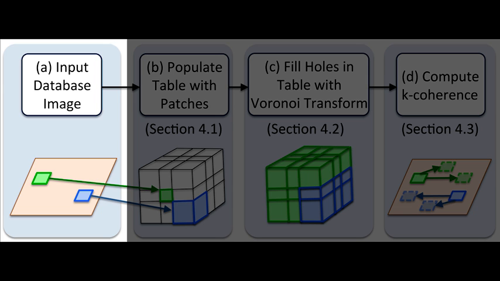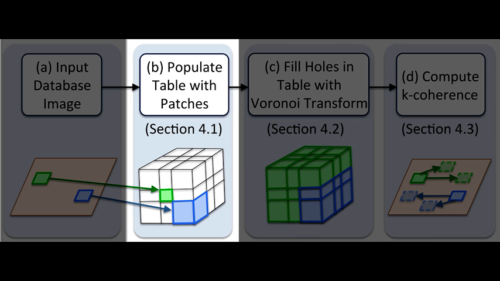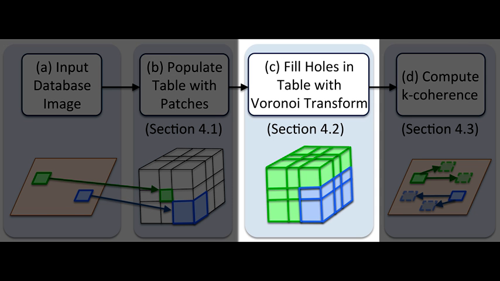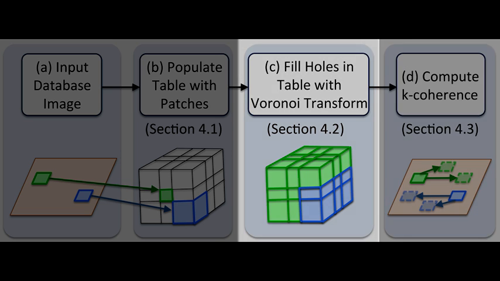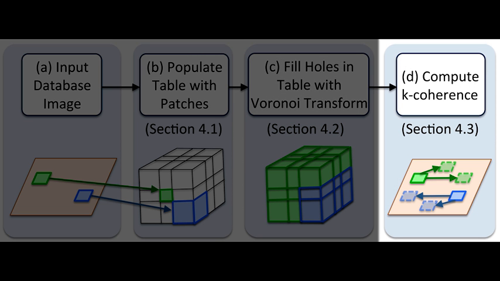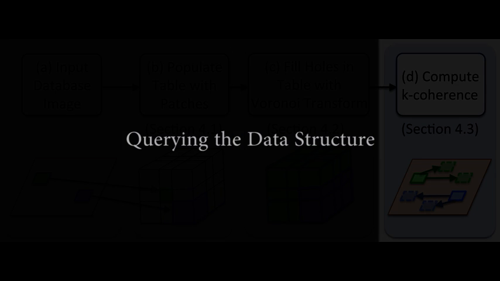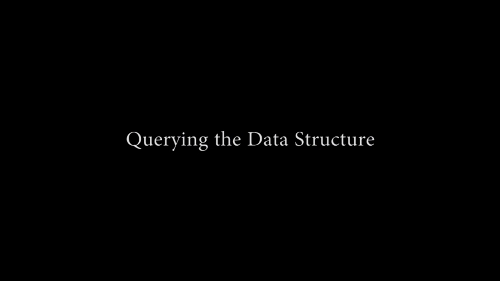We index the database image by taking all patches and populating them into a high-dimensional irregular grid, which is our table. We then fill table cells that are missing patches using a fast Voronoi transform. Finally, for each patch, we compute k other nearest neighbors for that patch. This is called k-coherence. Now we can efficiently query the data structure.